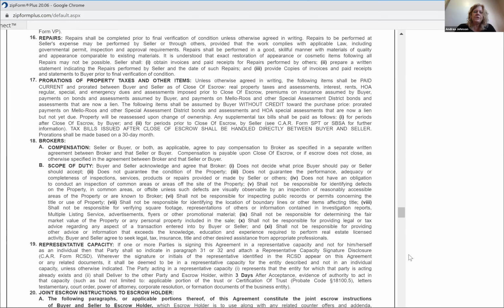Now, prorations of property taxes and other items.